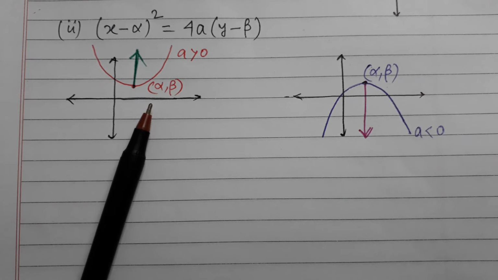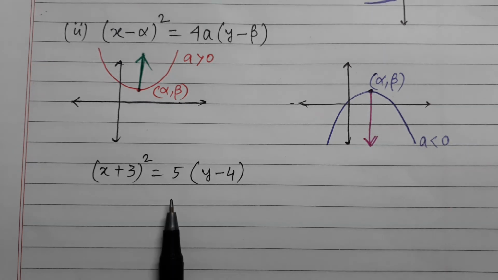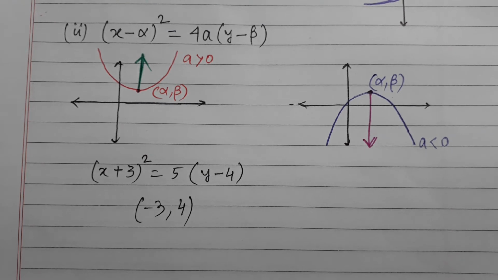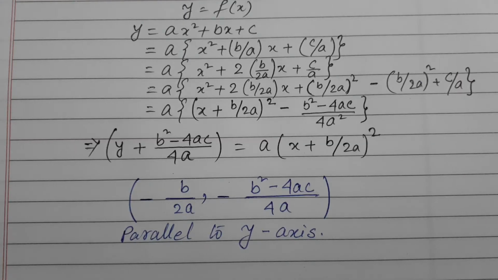It will become minus alpha comma beta. Therefore, the vertex of this parabola will be, any guess? Yes, this will be minus 3 comma 4. Now let us come back to our original format of this parabola.